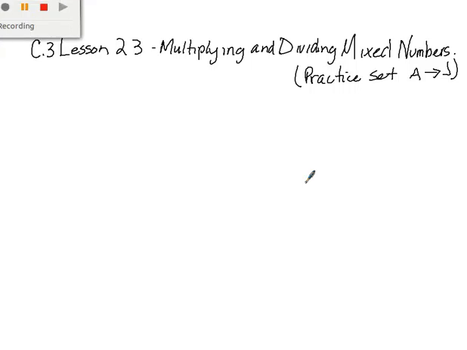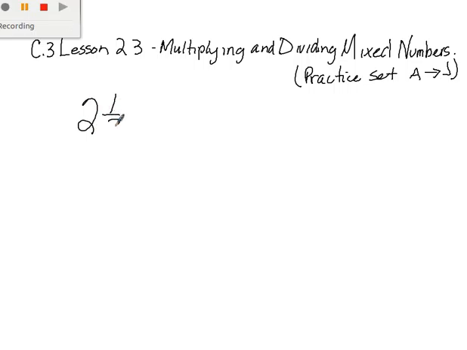Okay, today we're doing lesson 23, multiplying and dividing mixed numbers. This is an extension of yesterday's lesson, and it's also pretty much a review of what you already know.